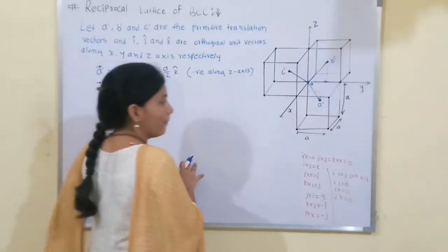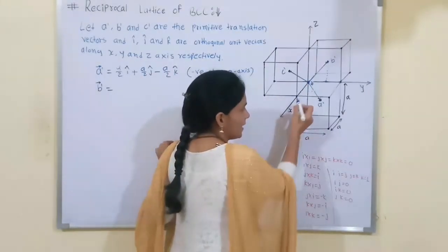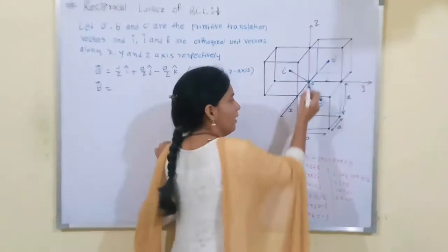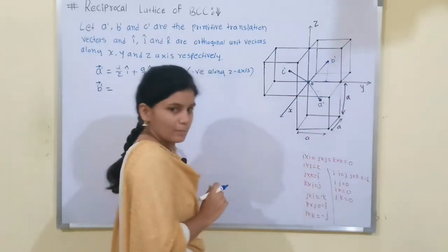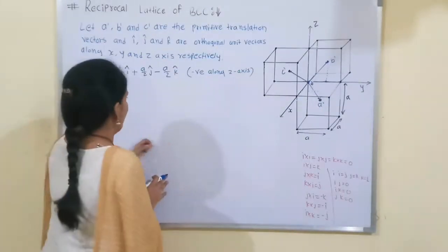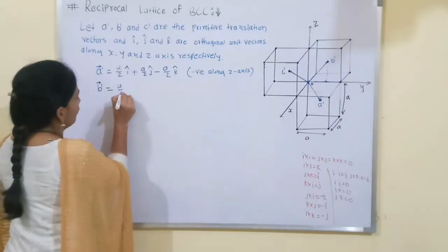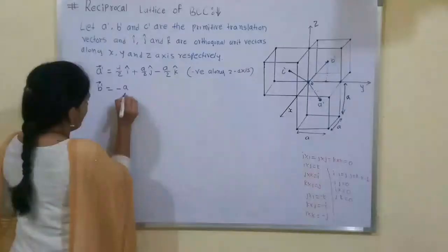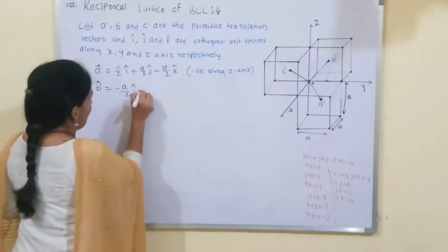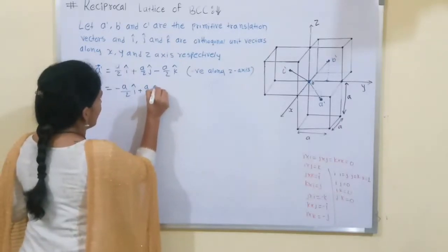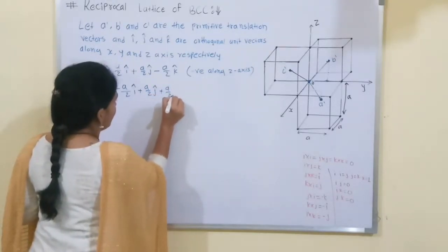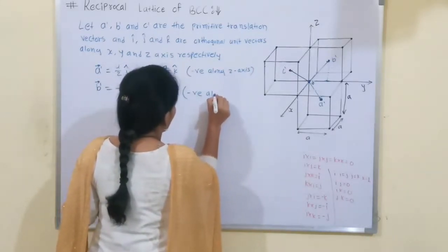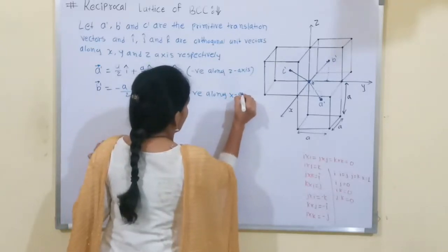So similarly, but along the x axis this is negative, because we can't go along the x axis to reach this point. So we will write negative for that. Here along the x axis it is negative, so minus a by 2 i cap plus a by 2 j cap plus a by 2 k cap. That means this is negative along the x axis.